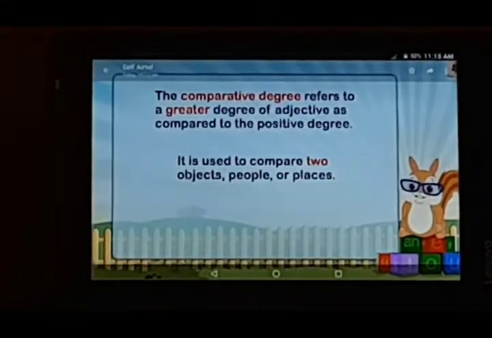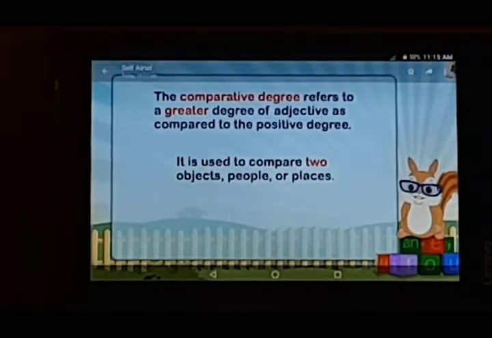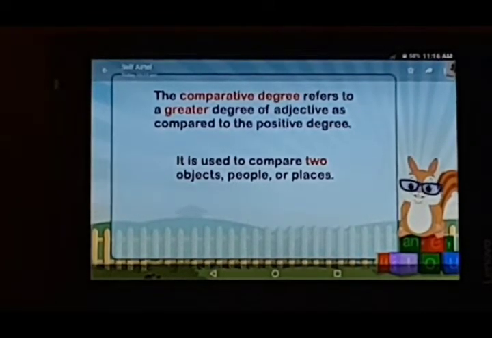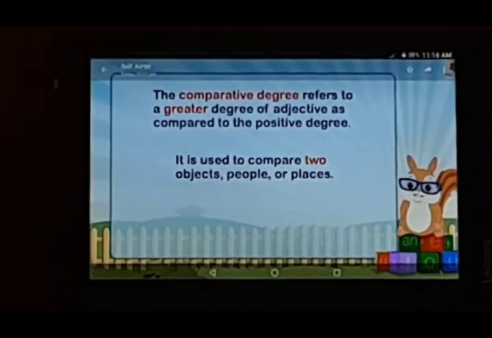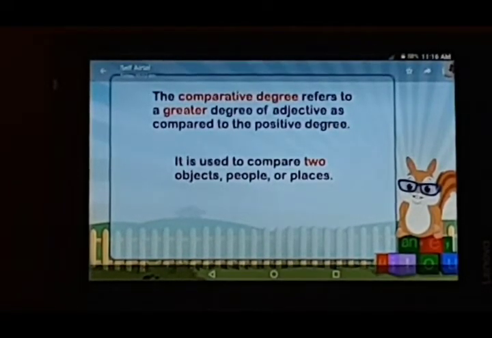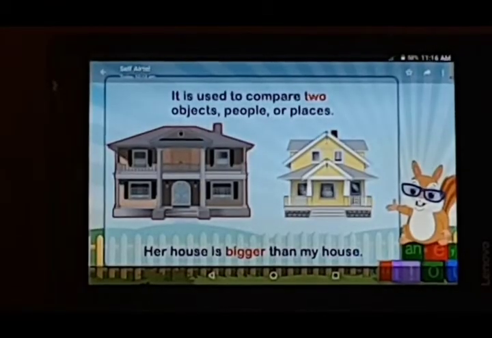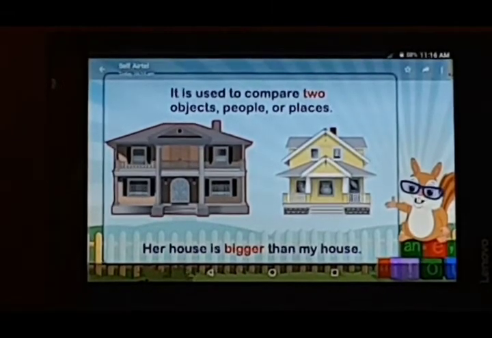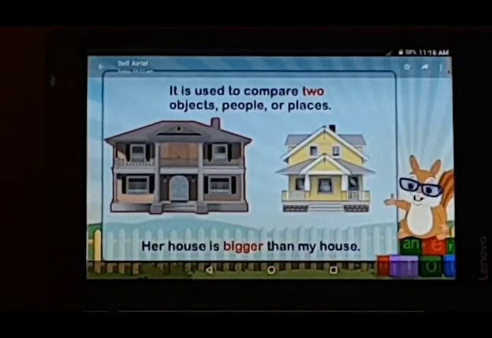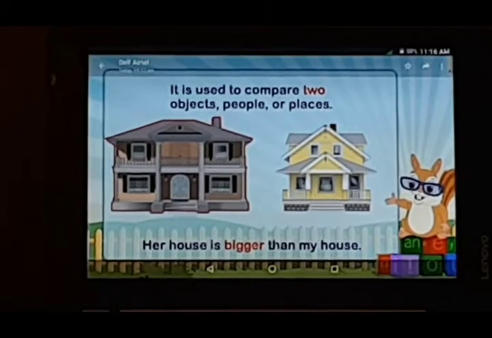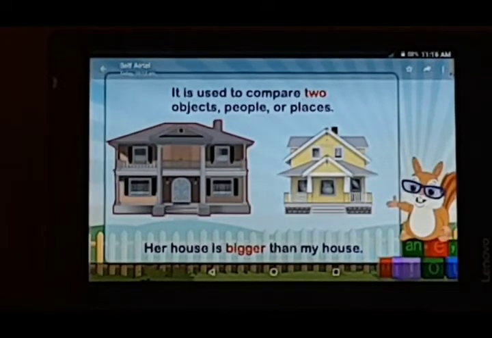Now coming to the comparative degree. The comparative degree refers to a greater degree. That means it is higher than the positive degree of the adjective. So what do we do here? It is used to compare 2 objects. That means we are comparing some quality between 2 nouns, objects, places or people. So here we have the same house, and now we have one more house. So we have 2 objects here, and we are comparing some of their qualities. It is used to compare two objects, people or places.